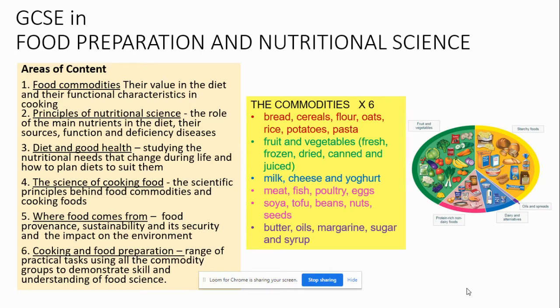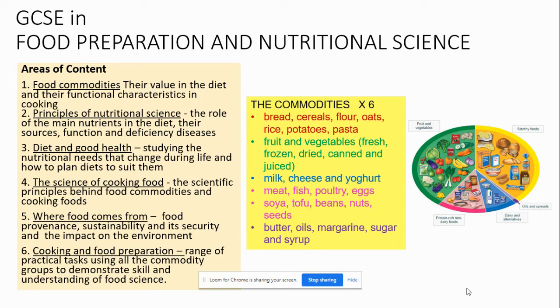So on the left-hand side, we can see the areas of study. So 6 areas in particular have been highlighted as key topics throughout the course. So I'll give you a brief overview of what they are. Number 1, food commodities. Commodities just refers to the ingredients which you can see on the right-hand side, and we use all of these ingredients throughout the 2-year course, both in cooking and scientific investigations. So lots of variety and lots of different ingredients used.